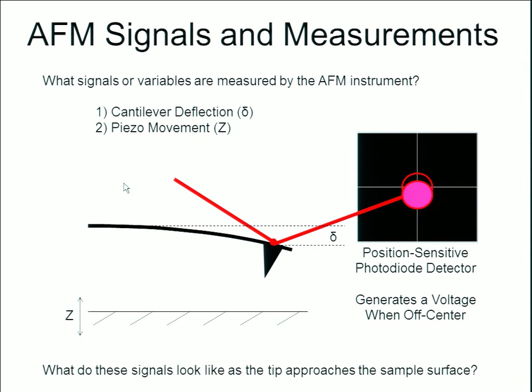Now, if we turn back and think about the signals and the measurements, consider the signals or variables measured by an AFM instrument. We have cantilever deflection, and we also said piezo movement could be considered a signal. So again, we generate a voltage whenever that laser beam is off-center or different from the set point. And what we want to see is, what do these signals look like exactly as the tip approaches the sample surface.